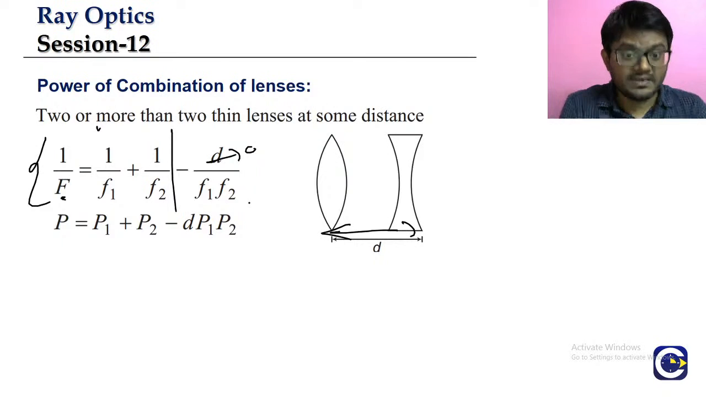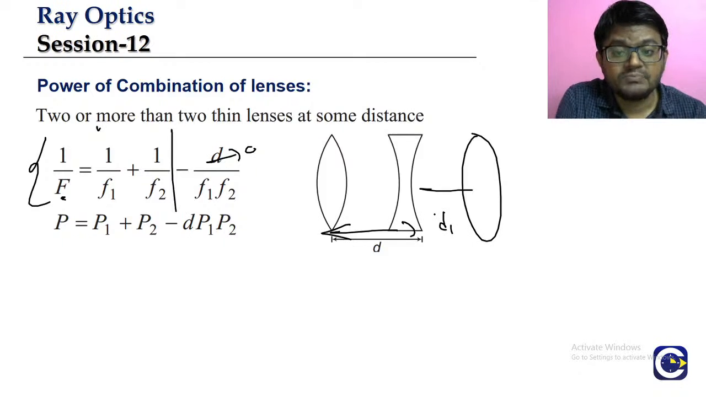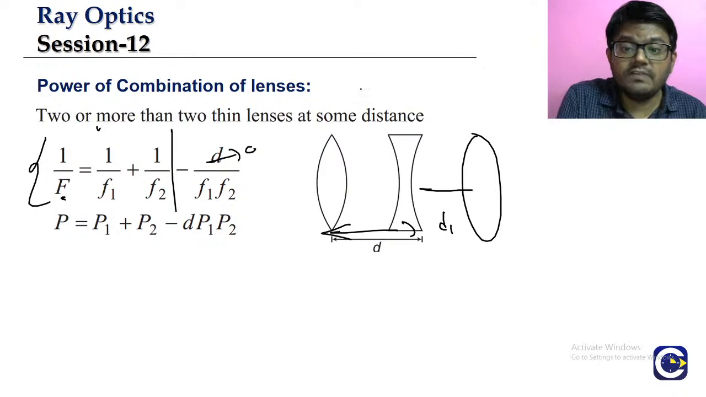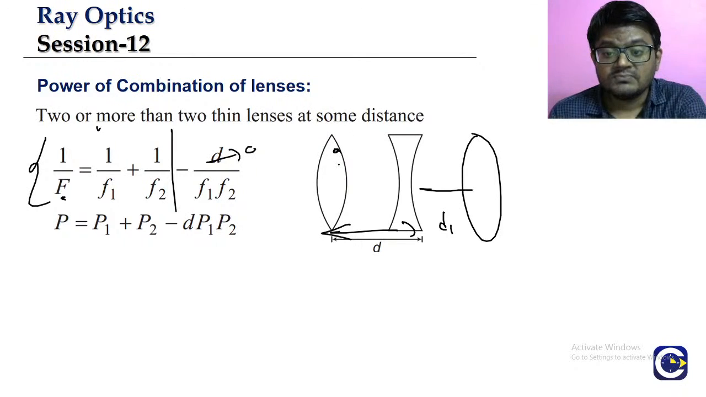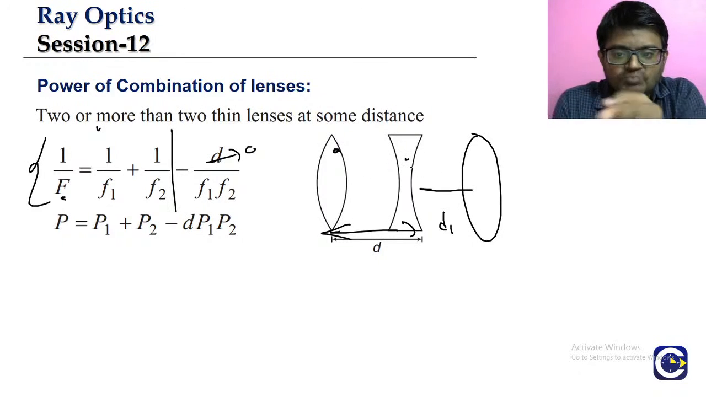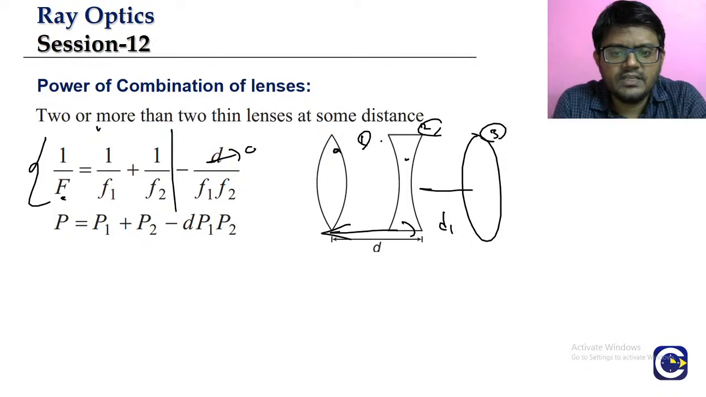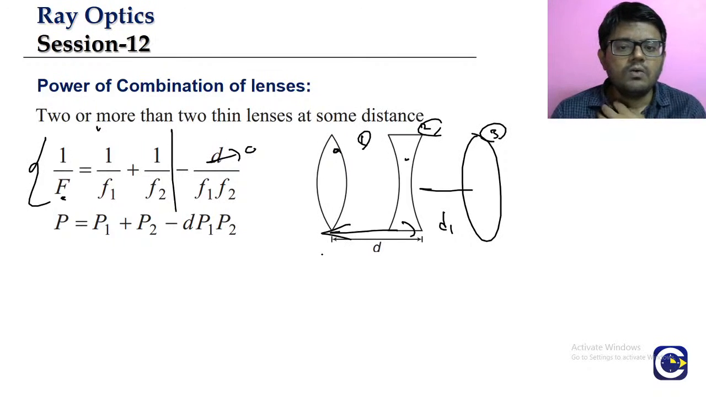Generally, we will not require these kinds of formulae for many lenses. Say you may ask, what if we have one more lens with a gap d1 or something like that? Then it is better that we go with the general approach. We first take the image formed by the first lens, take that image as the object for the second, then take the image formed by the second as the object for the third. We do the lens equation consecutively, and then we will be able to find the overall position of the image and things like that.